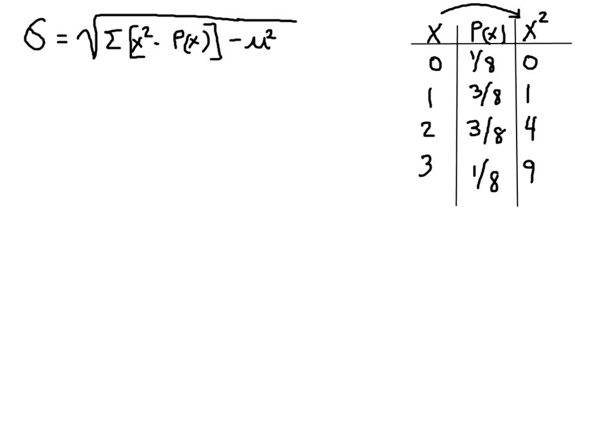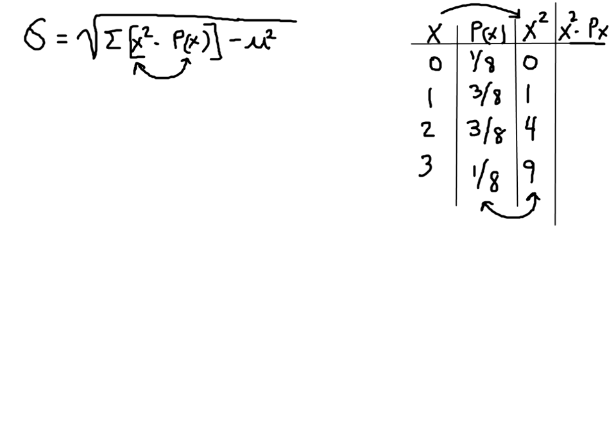So now what I need to do according to my formula is multiply x squared and p of x. I need to multiply these two. Okay, so that is a new column. And again, this just helps me organize all my information if I leave it in a column. So x squared times p of x. Okay, so that's what I'm doing. I'm just multiplying those two columns.